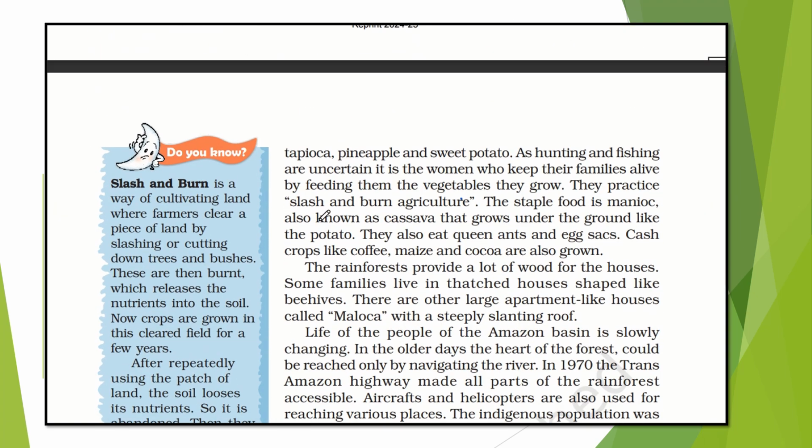Okay, so as hunting and fishing are uncertain, it is women who keep their families alive by feeding them the vegetation they grow. They practice slash and burn agriculture. What is this type of agriculture?